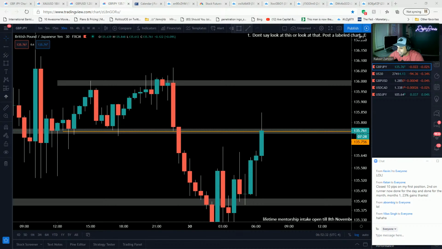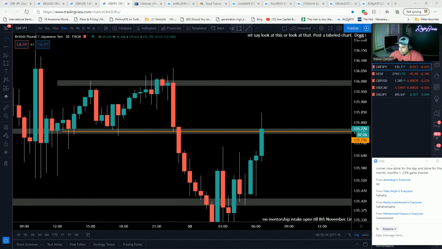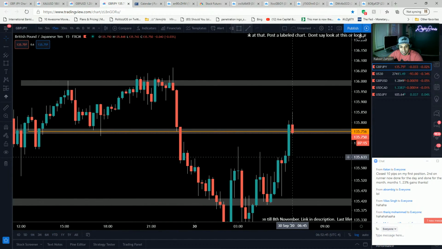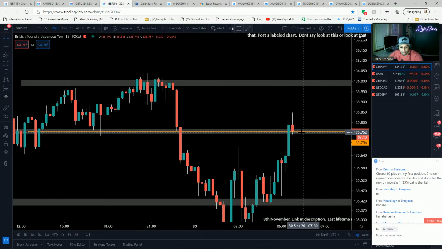How many 30-minute candles do you wait to go in a buy or to give you a conclusion? I think this one, I'm just waiting for this candle to close. Right? I'm waiting for this candle to close. So this has to close above this level for me to take a buy, and then we can continue moving up. But if not, you know.